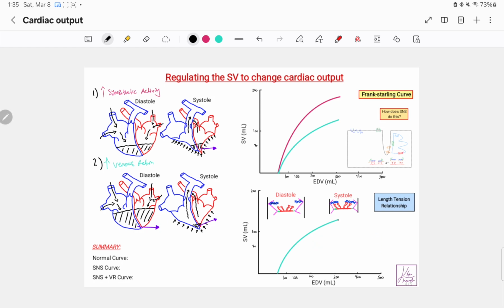Let's look at this bottom one first. So this curve is a Frank-Starling curve, okay? So Frank-Starling is a law made by this guy named Frank and Starling. Starling actually observed this in around 1914, this effect that I'm about to tell you about. And it's pretty interesting. He basically observed a length and tension relationship.